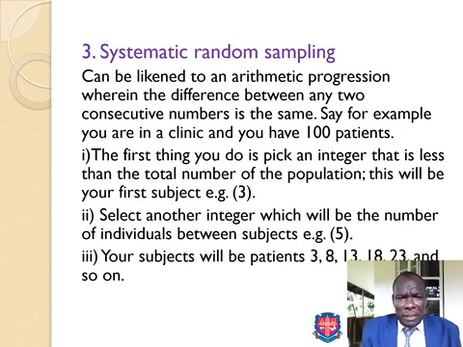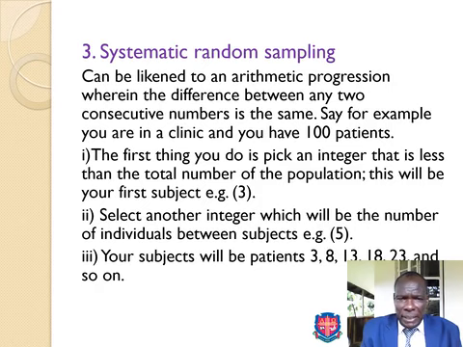Okay, having looked at the simple random sampling and the stratified random sampling, we now move to the third group of probability sampling called systematic random sampling. This can be likened to an arithmetic progression where the difference between any two consecutive numbers is the same.